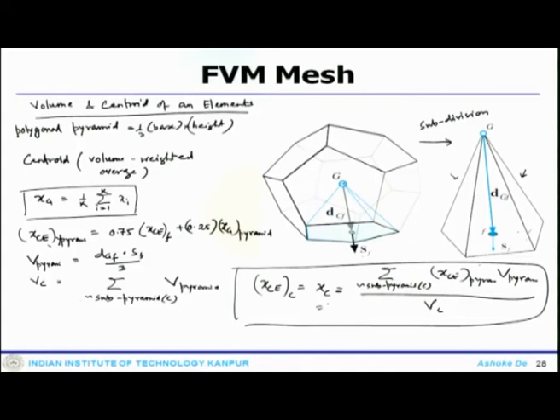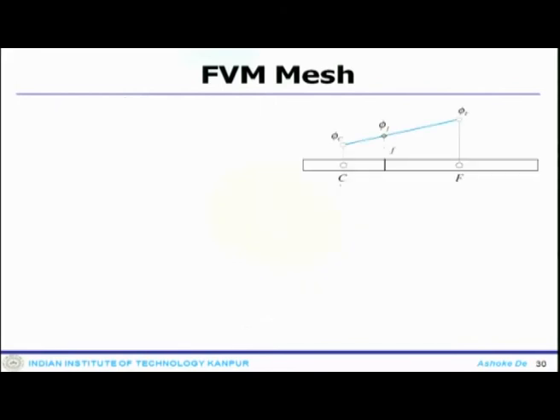So, once you have a polyhedron, you can divide it into sub elements. From the sub element volume and area you calculate, coordinates you calculate, and then you get back the centroid of the polyhedron. So, this is how you can calculate.